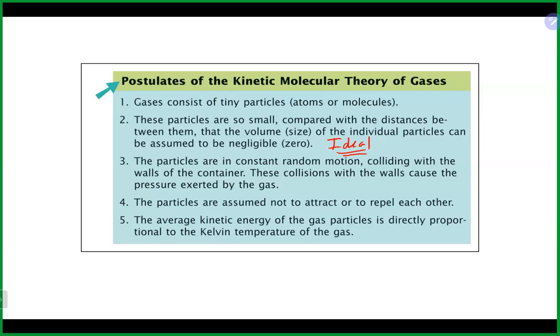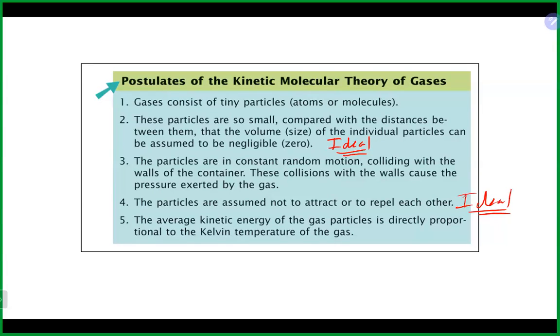In an ideal situation, the particles are in constant motion, colliding with the walls of the container. These collisions are what we assert as the pressure. So the more collisions we have, the higher the pressure we would assume, and vice versa. Obviously, the fewer collisions that occur, the lower the pressure. Number 4 is that particles are assumed to not attract or repel one another. That is the other thing that really makes something an ideal gas.